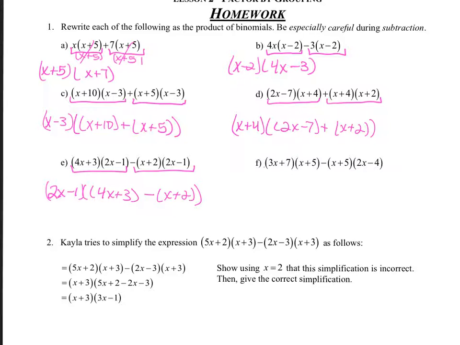On F, right there and right there, and my GCF is x plus 5, and what's left over is 3x plus 7 minus 2x minus 4.